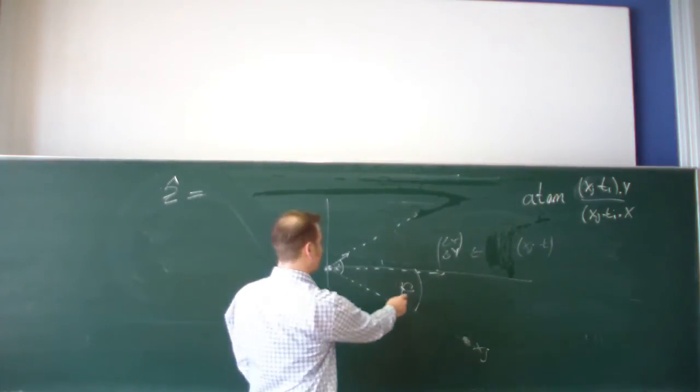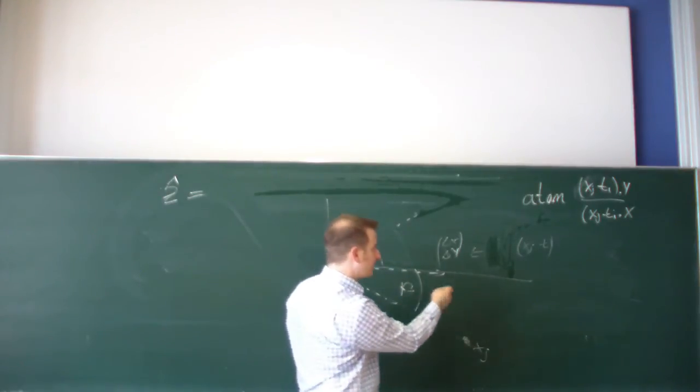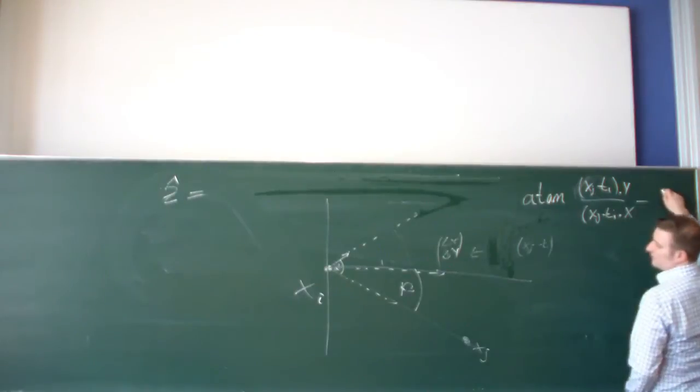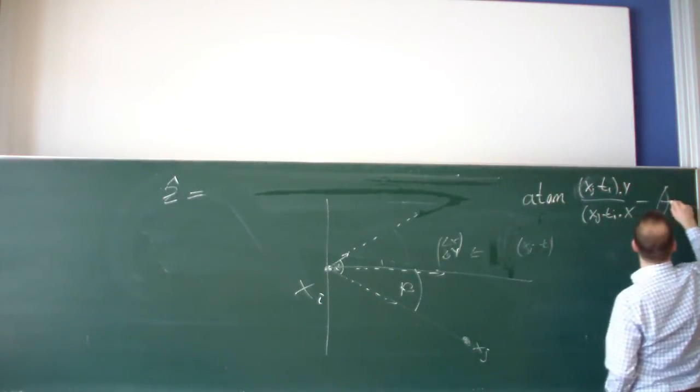This is negative. First I go in this case in the negative direction, so I need to subtract that. What was that? The orientation of the robot.